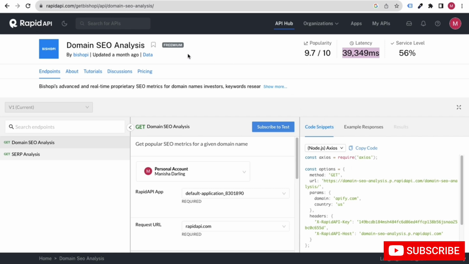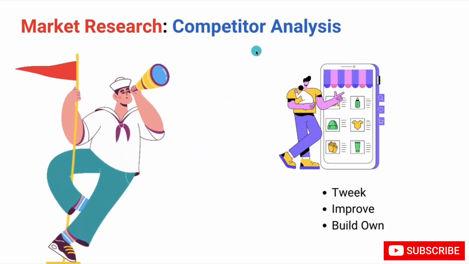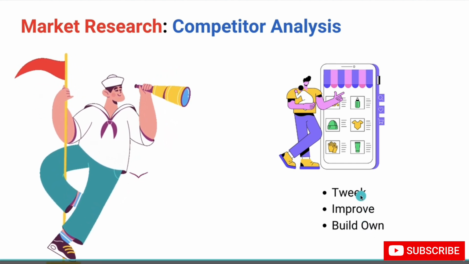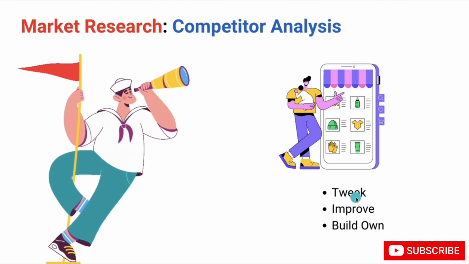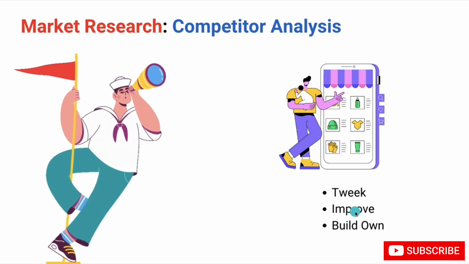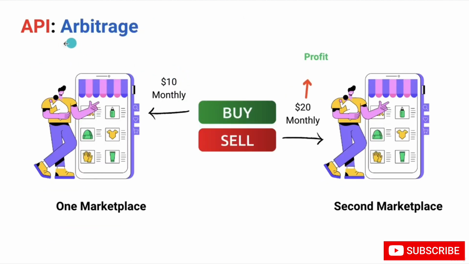Okay, so in this way, my friends, you have to do market research. You have to analyze your competitors, and whenever you build your own API, try to make some tweaks. That means try to change something as compared to your competitors, and try to improve your API as compared to your competitors. Now guys, we are going to talk about another method, that is API arbitrage.